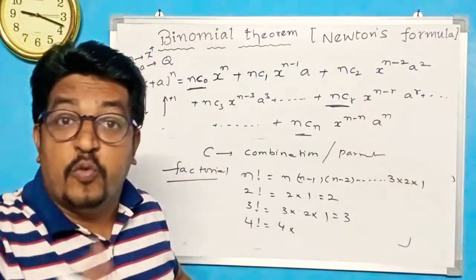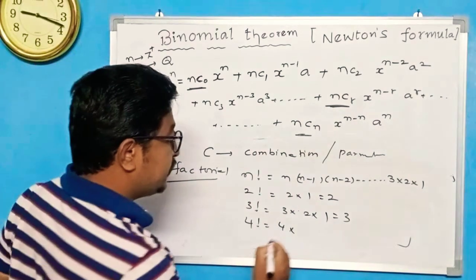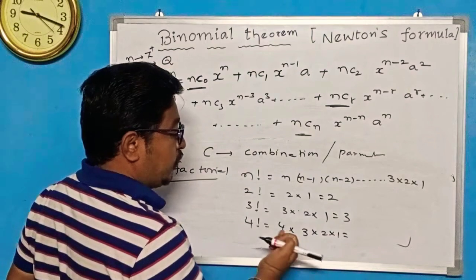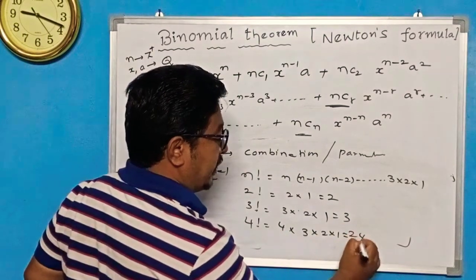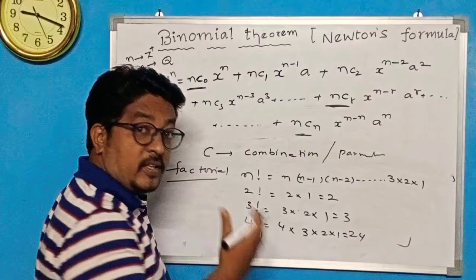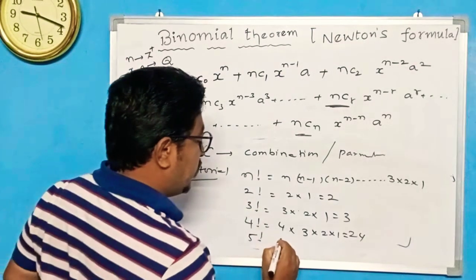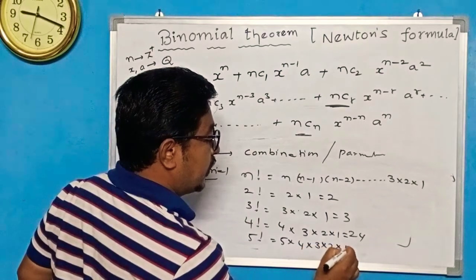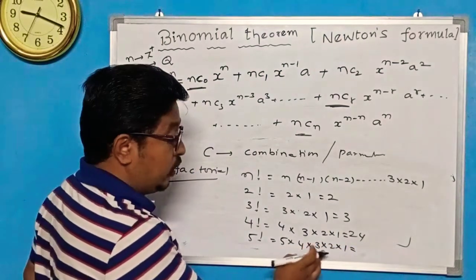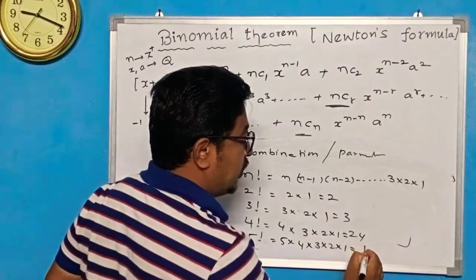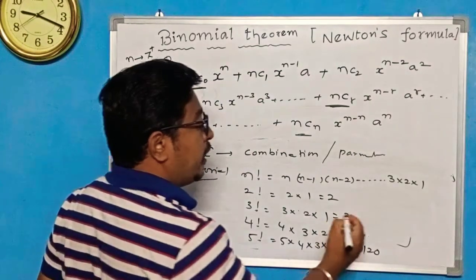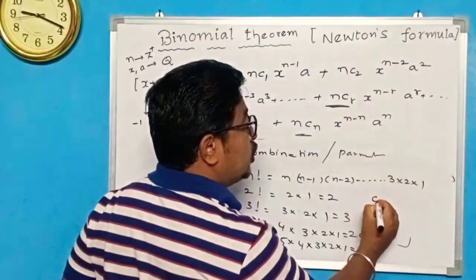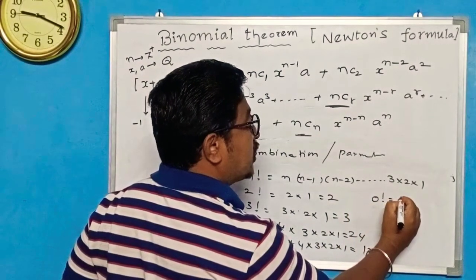The concept will be 4 steps back: 4 into 3 into 2 into 1. So 4 3s are 12, 12 2s are 24. What is 5 factorial? For 5 factorial, go 5 steps back: 5 into 4 into 3 into 2 into 1. That is 5 4s are 20, 20 3s are 60, 60 2s are 120. This value is 120. Here we have one clear known condition: 0 factorial is 1.